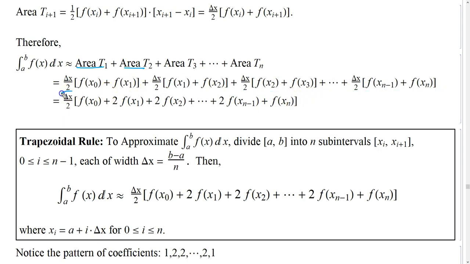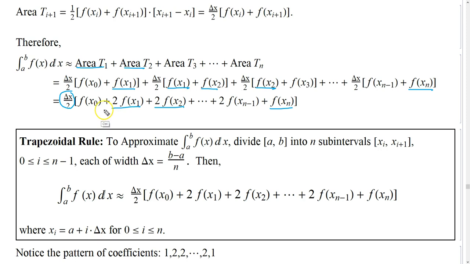So here the delta x over 2 has been factored away, and then what's left inside is f of x0, that's right here. Now we're going to have two f of x1s. We have an f of x1 coming from this term, and then from the second term. So notice we have two f of x1s. We'll also have two f of x2s, and so on. All the way until the very last term, the f of xn, we only have one of those.